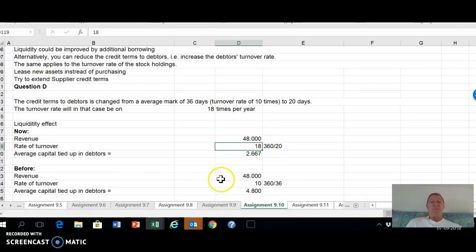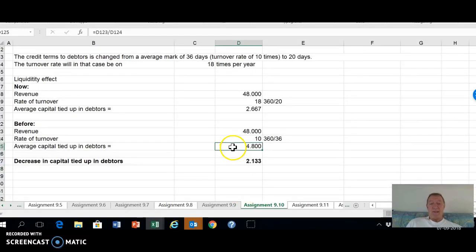2,667. Before we had 36 days of credit, it was a ratio of 10. So before we had this trade receivable of 4,800. So the difference between what we had before and what we will have if it's only 20 days of credit, it is 2,133. So we will reduce our debtors with 2,133.